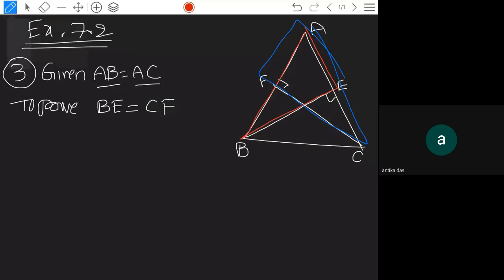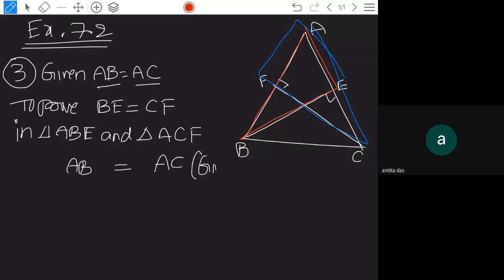So what are the names of these triangles? In triangle ABE and triangle ACF, in ABE, AB equals AC in ACF. Why? It is given.